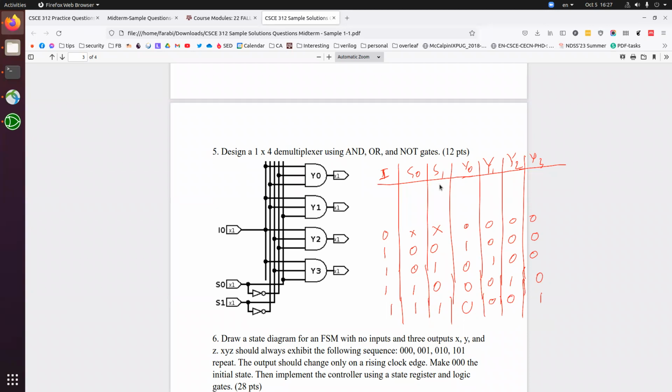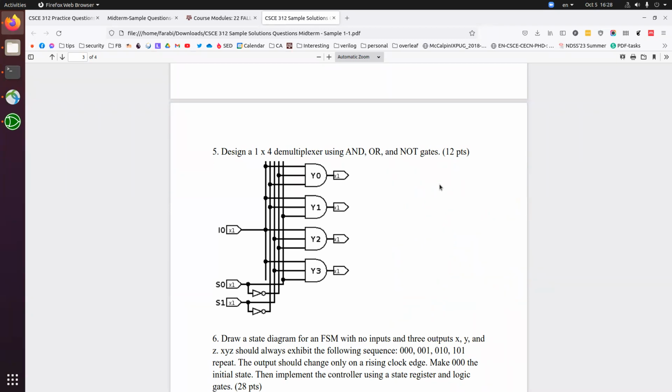Is that okay? Any questions? Is I enable here? No, I is the input. I is the input here. Okay, so that's how you design the truth table, and from this truth table you'll have the circuit. So these are the inputs, I, S0, S1, and then we have the output for the four outputs. So move this now.